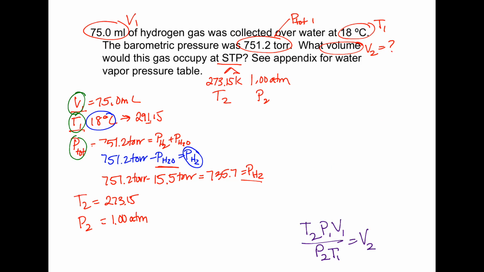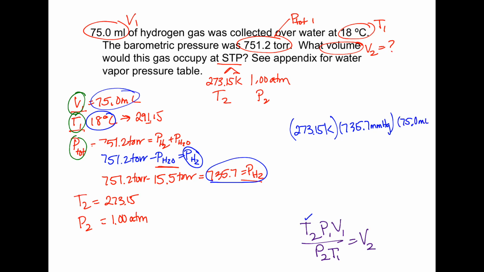Okay, so I can start putting my variables into my equation. I'm going to start with T2. My T2 was 273.15 Kelvin. Pressure 1 is the pressure of my hydrogen gas, which is 735.7 millimeters mercury. My volume one was 75 milliliters. On the bottom, I have P2, which is 1 atmosphere.